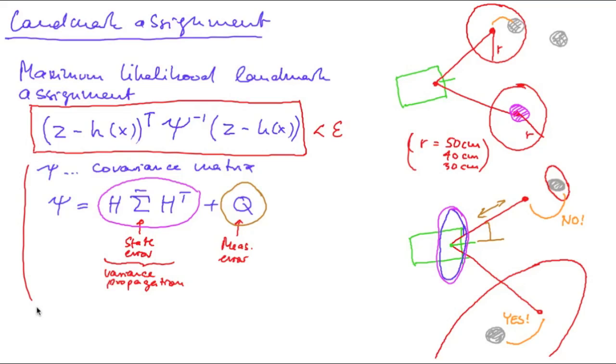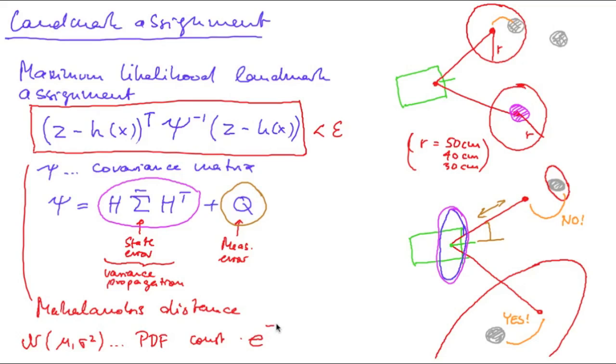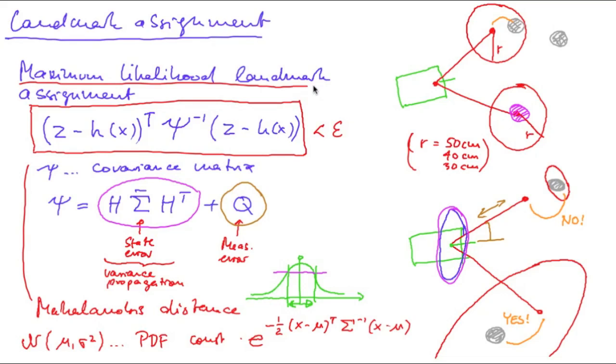This is also called the Mahalanobis distance, and you have seen that earlier because in the normal distribution you remember the probability density function was something like a constant times e raised to the power of minus 1/2, and here we had our x minus mu transposed times the inverse of our covariance times x minus mu. And so thresholding this value essentially means setting a threshold in a Gaussian distribution and accepting all values which are in this range. So this is called the maximum likelihood landmark assignment.